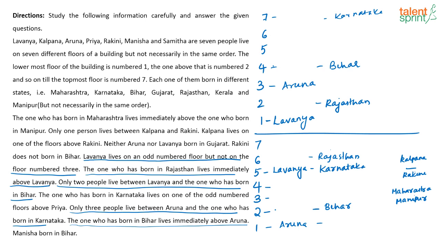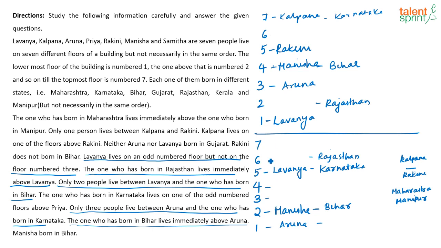Where can I fix Kalpana and Ragini? Then there is one more information that is given. Manisha is born in Bihar. Yeah, I didn't look at this statement. See here, Manisha is born in Bihar. So I can fix this as Manisha. Now once I fix this, very clearly where can I place Kalpana and Ragini? There has to be one floor between Kalpana and Ragini. If this is the case, this obviously has to be Kalpana, because this is the only place where I can place Kalpana, and this has to be Ragini because there has to be one floor in between them. It is only possible here.